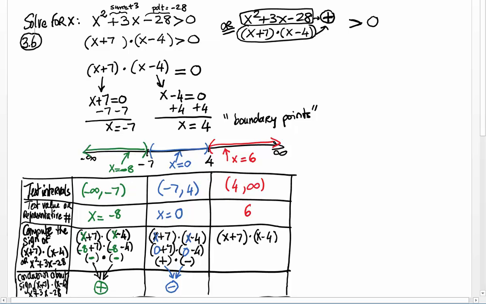So for the last interval, we're going to go ahead and replace the x value by 6. So anywhere you have an x, you need to put a 6. So instead of x, I put a 6. So I have in the first parenthesis 6 plus 7, which is positive, and 6 minus 4, which is also positive. So the product of those two will give me a positive.